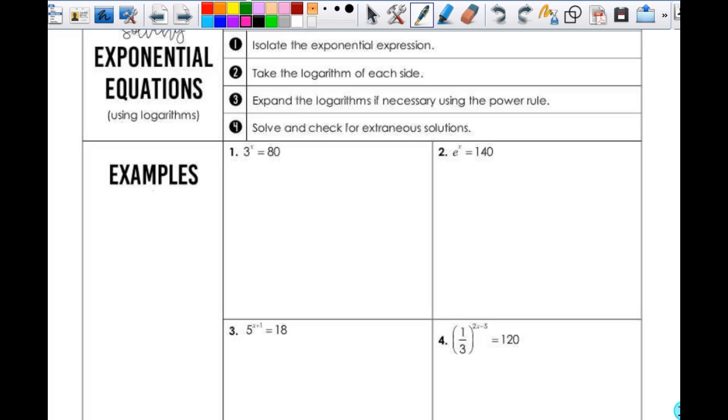So if these are exponentials, are there any extraneous solutions? No. We could substitute any real number and it works, right? So there really aren't any, so we don't really have to check.